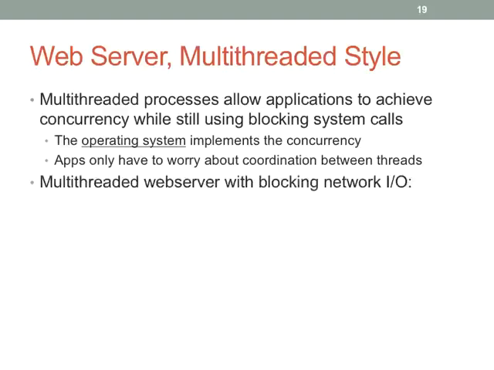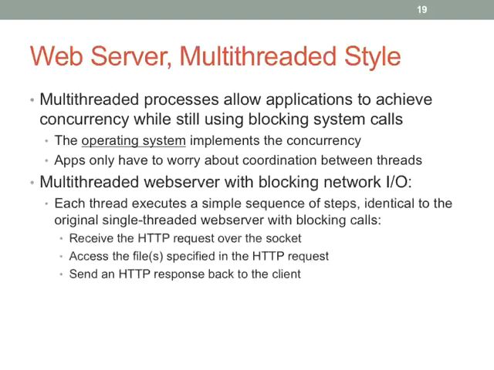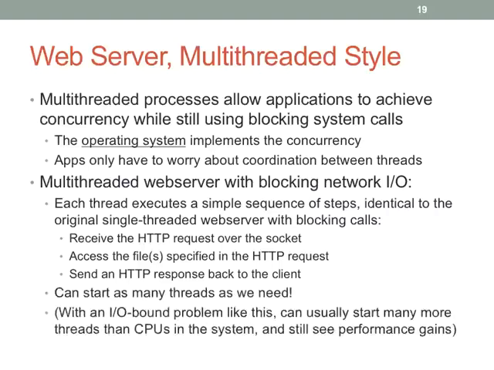So a multi-threaded web server with blocking network I/O. Hey, guess what? I get to do this exactly the same way as my single-threaded server with blocking network I/O. Receive the request, access the file, send it out the door. Okay. So you can see that multi-threading gives you a fantastic abstraction for achieving concurrency or even parallelism without having to implement it yourself. This is really nice. And so this is why a lot of people like to use multi-threading.